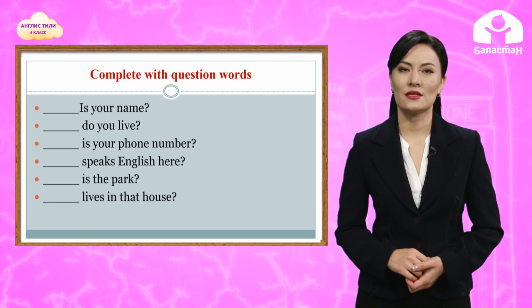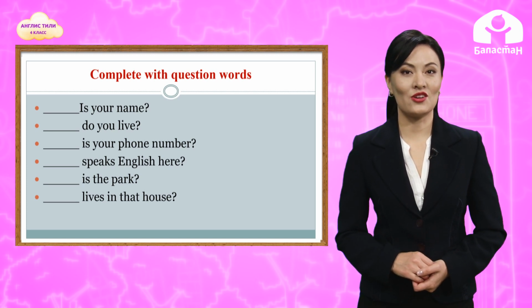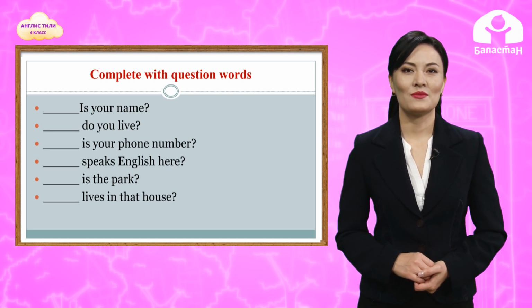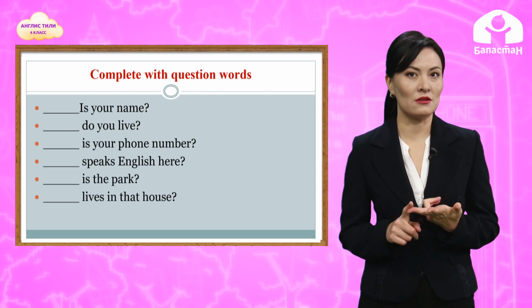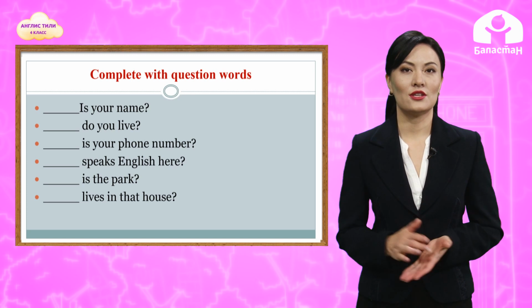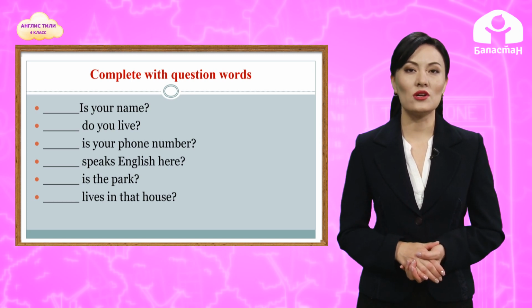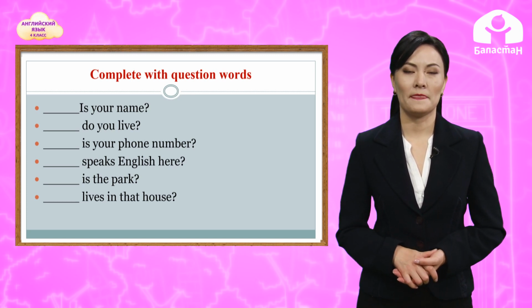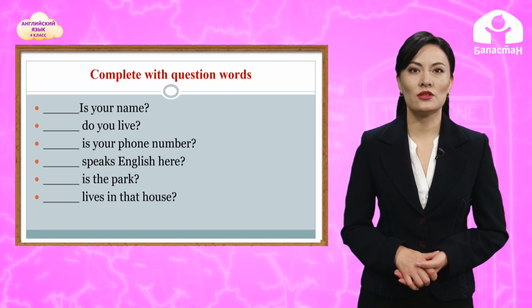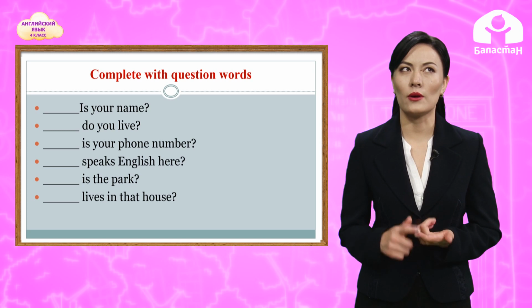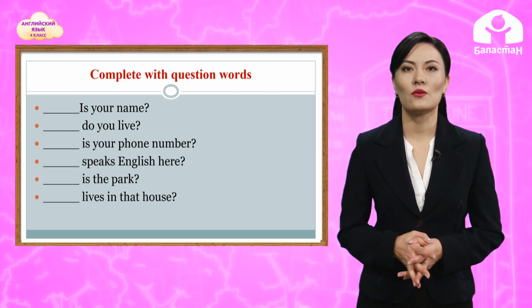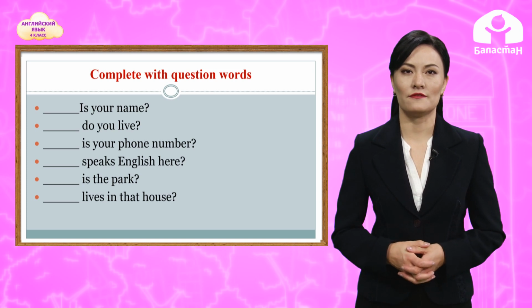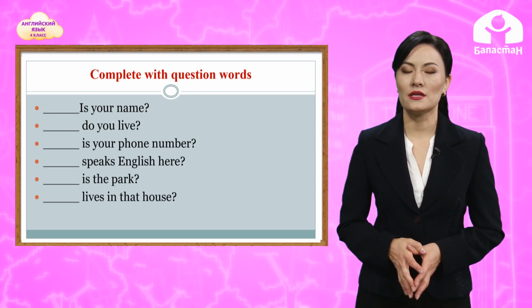Number 1. What is your name? You choose what. Number 2. Where do you live? What word do you choose? Okay, you choose the word where. Where do you live?